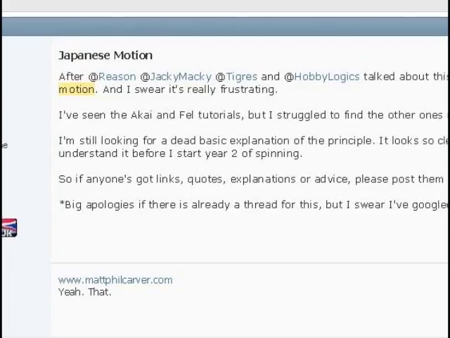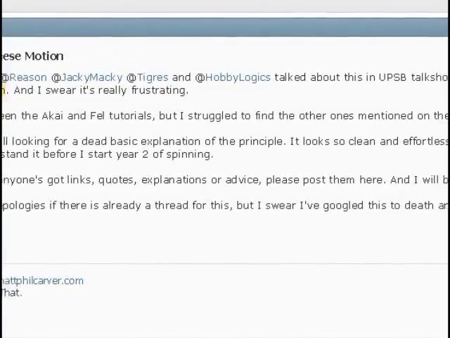So let's make some conclusions here. Japanese motion is the concept or the potential trick base, and skip charge is one of those tricks categorized as Japanese motion. What people are talking about in this thread that NPC started is the skip charge. So the question is not how to do the Japanese motion, but rather how to do the skip charge.